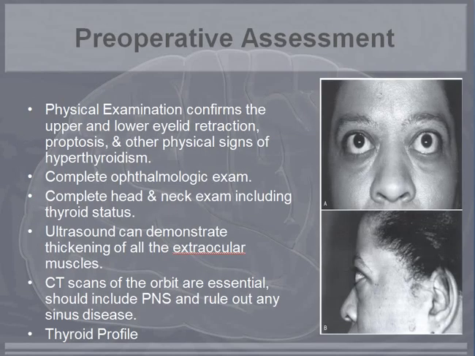So what is the preoperative assessment? The physical examination confirms the upper and the lower eyelid retraction, proptosis, and other physical signs of hyperthyroidism. Complete ophthalmologic examination, complete head and neck examination, including thyroid status. The ultrasound can demonstrate thickening of all the extraocular muscles. The CT scans of the orbit are essential and should include the paranasal sinuses to rule out any sinus disease, and of course the thyroid profile needs to be done.